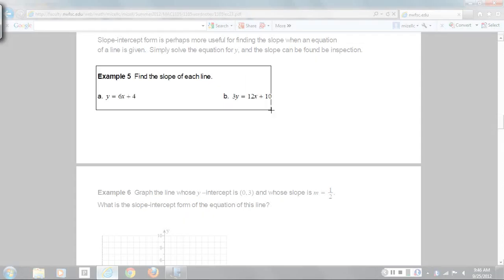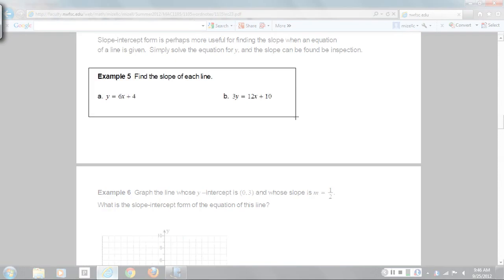I don't know if I caught that 10 or not on the end. Let's try that again.